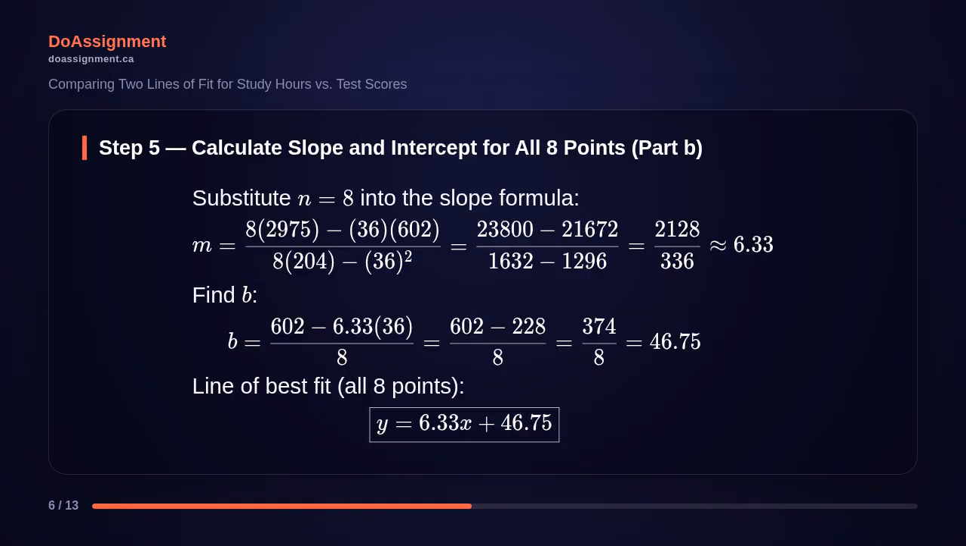Plugging into the slope formula, 8 times 2975 minus 36 times 602, all divided by 8 times 204 minus the 36 squared. That gives 128 over 336, which is approximately 6.33. For the intercept, we compute 6002 minus 6.33 times 36 divided by 8, giving 46.75. So the line of best fit for all 8 points is y equals 6.33x plus 46.75.